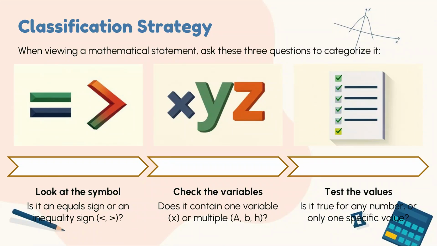When you see a mathematical statement, you can classify it by asking 3 questions. First, look at the symbol. Does it have an equals sign or does it use an inequality sign like less than or greater than? Second, check the variables. Does it contain one variable, like x, or several variables, like a, b, h, v, u, a, and t? Third, test the values. Is the statement true for any value you choose, or only for one specific value? This strategy helps you decide whether the statement is an equation, formula, identity, or inequality.